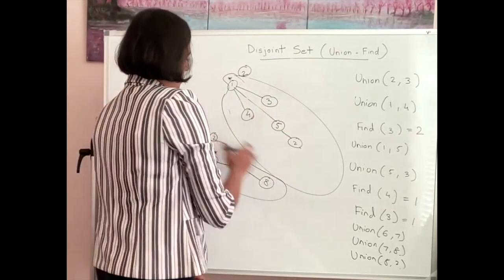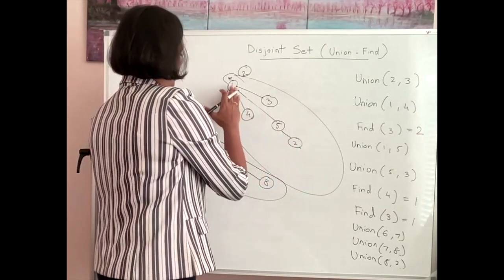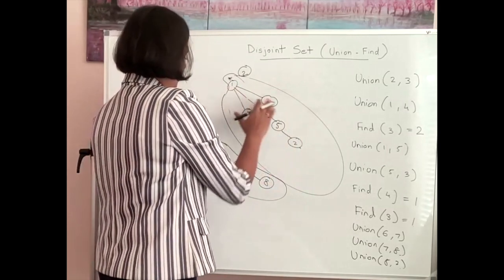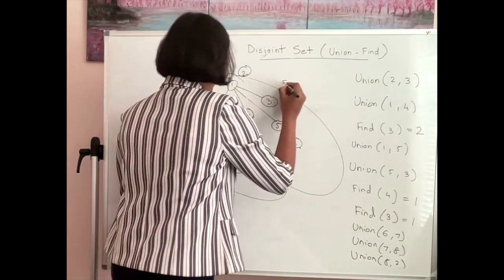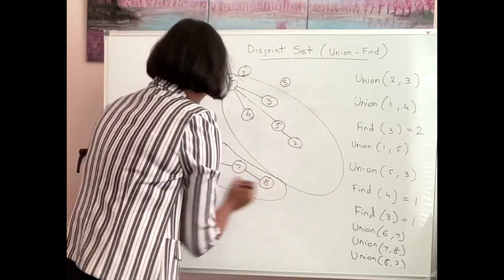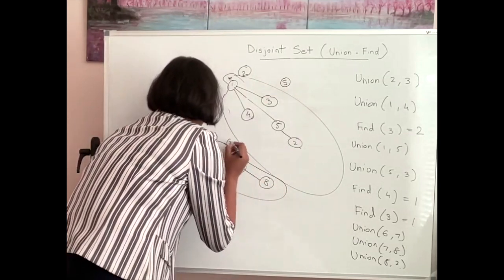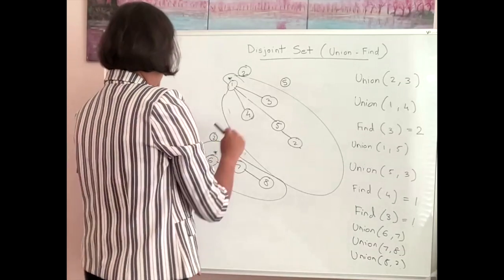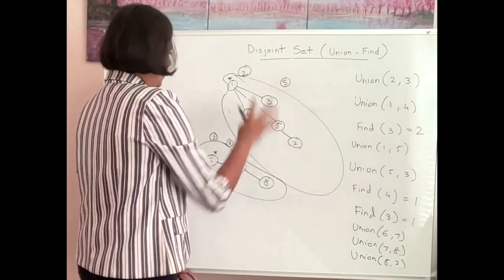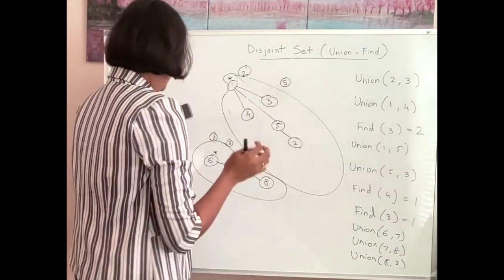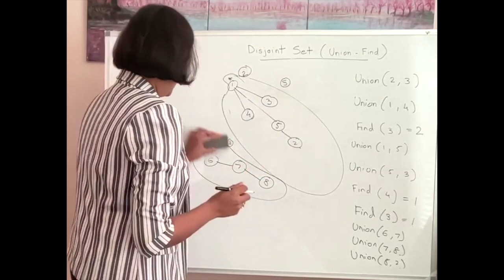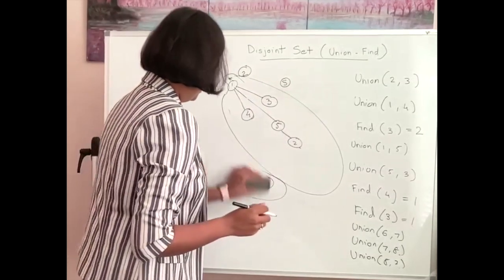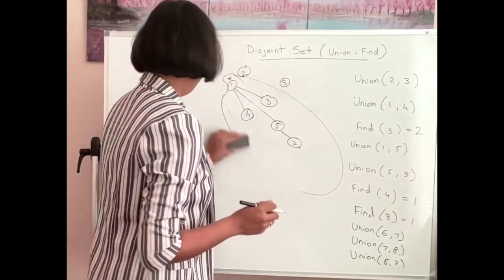Then the size of this tree is the number of elements in this tree, 1, 2, 3, 4, 5, right? And the size of this tree is 3. And if we call union by size, then we attach the smaller tree to the larger tree. So with union by size, our combined tree would look something like this.